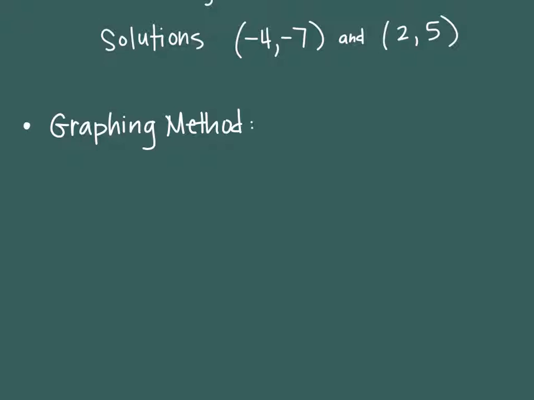In the substitution method, you could pick any variable to get alone. In the graphing method, you have to get both y's alone, because the only way you can graph something is with y equals in the calculator. So the graphing method requires you to get both y values alone.